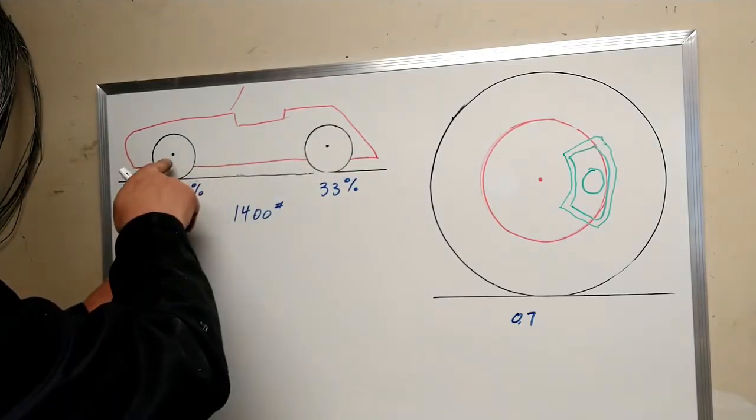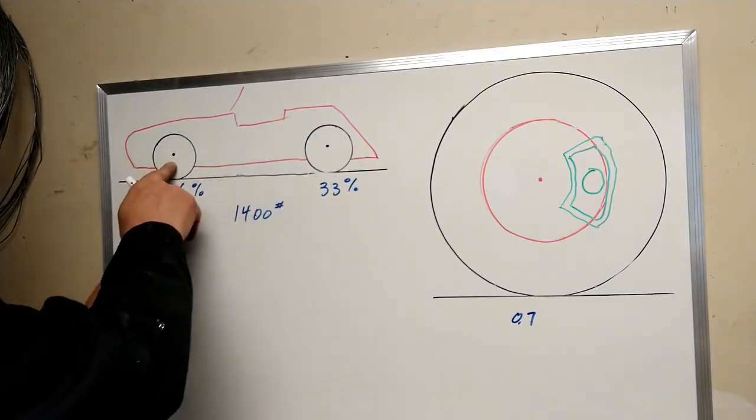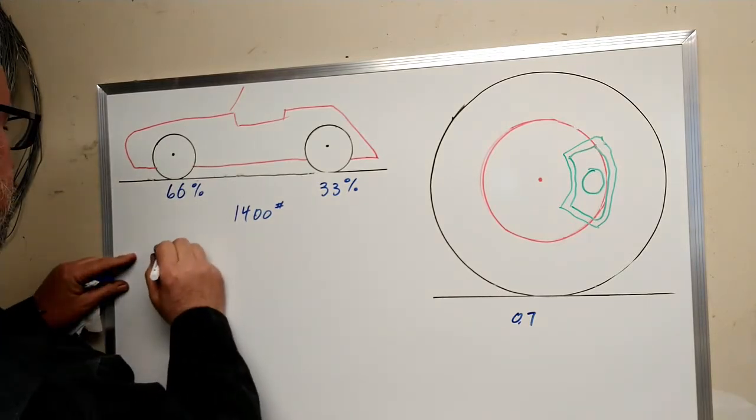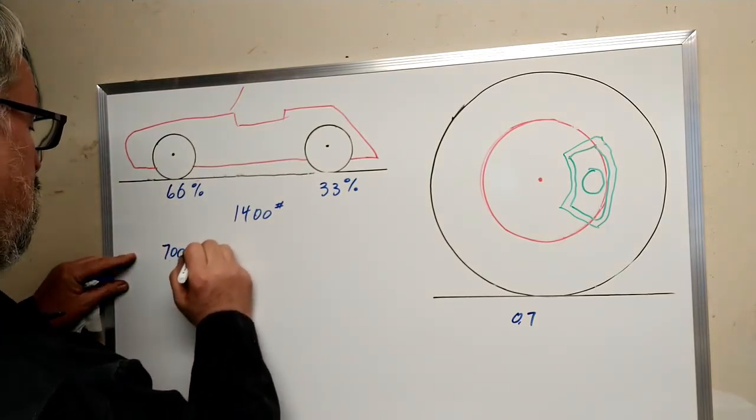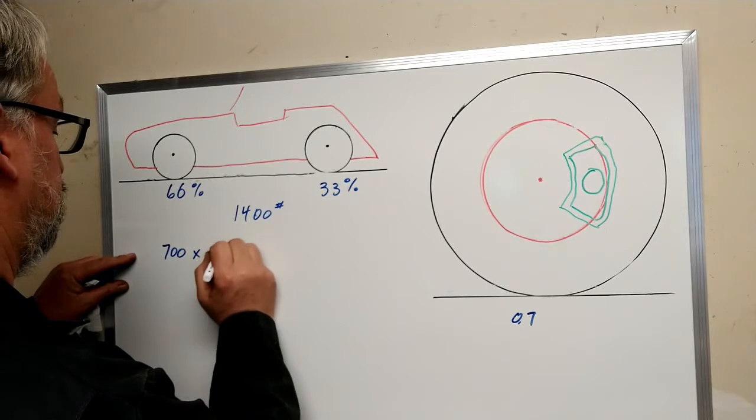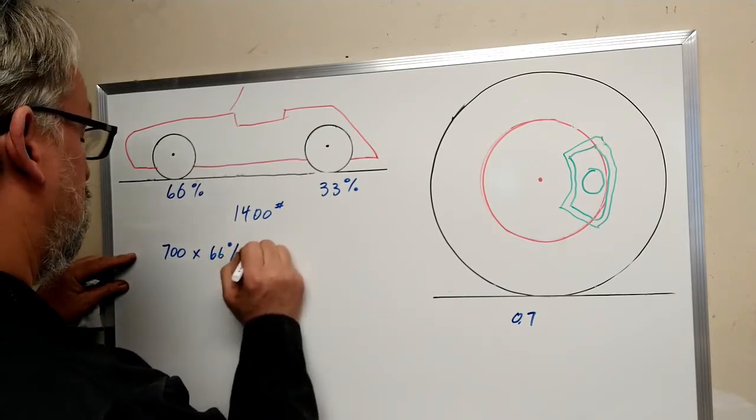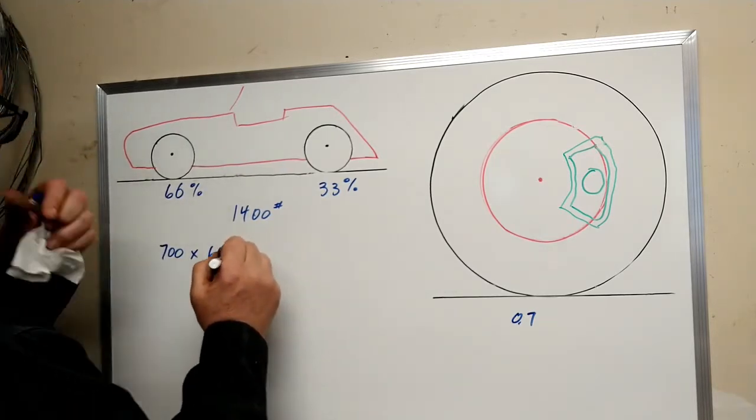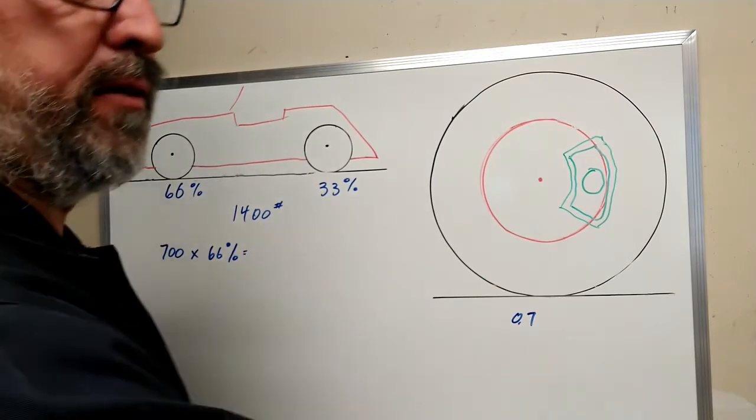So that means on this tire, there's going to be 700 times 66%, which equals, what was that again?